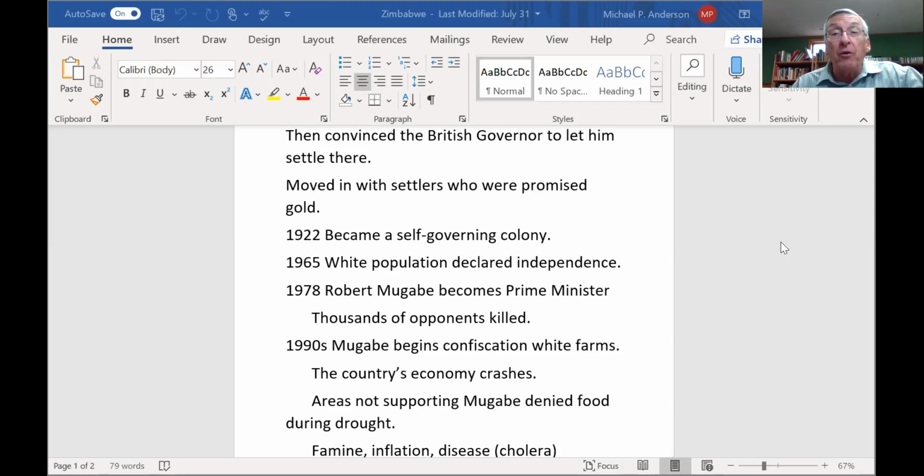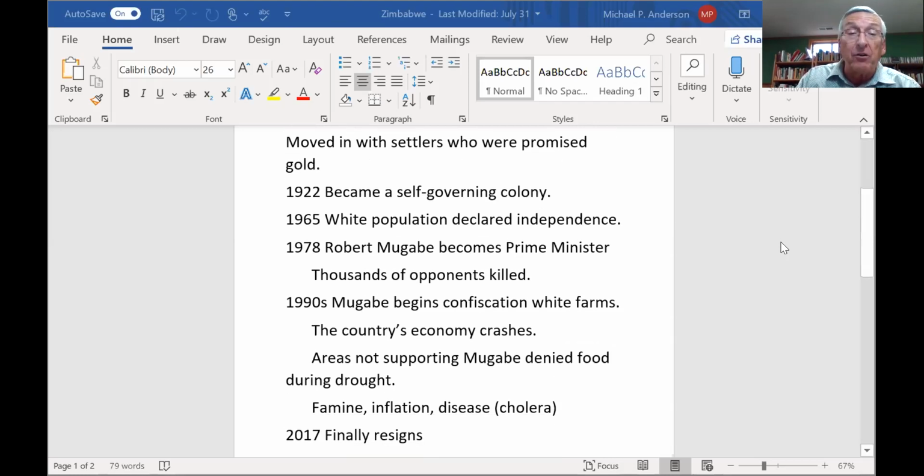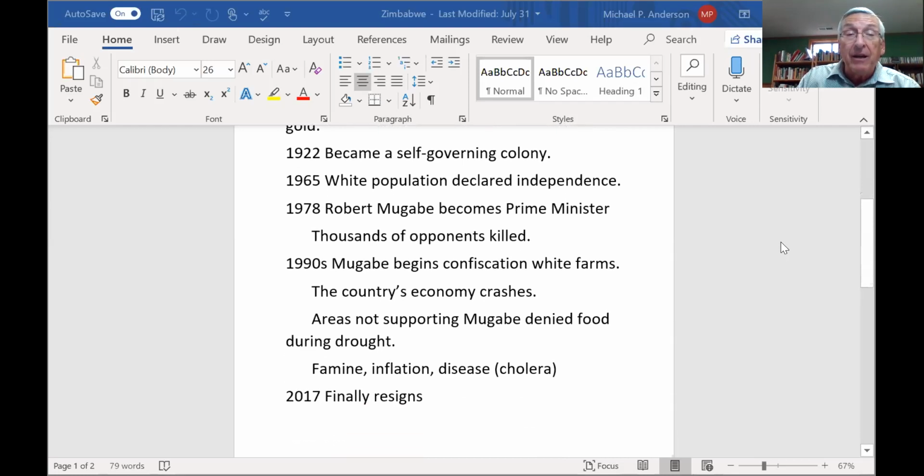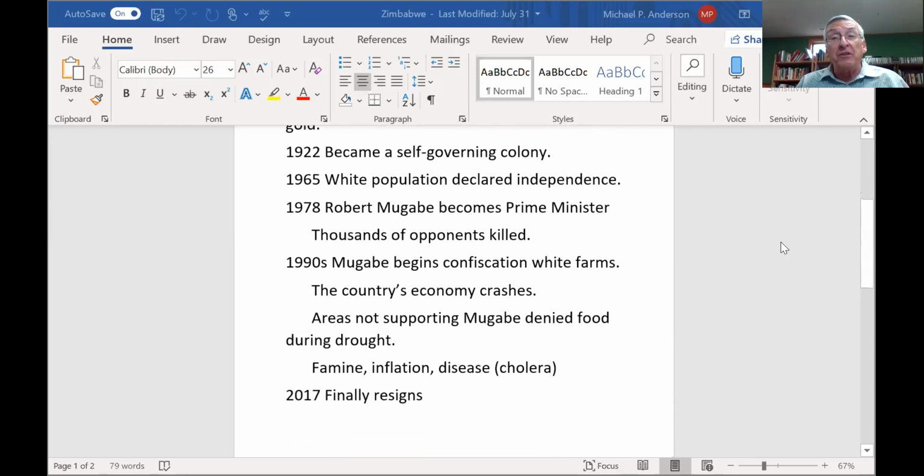Well, these are the people that know how to run the farms. These are the people who know how to run the factories. They also take as much of their wealth with them as they can, and the country begins to fall apart economically. The factories close up, the agriculture totally crashes. This leads to even more unhappiness with Mugabe among the population.